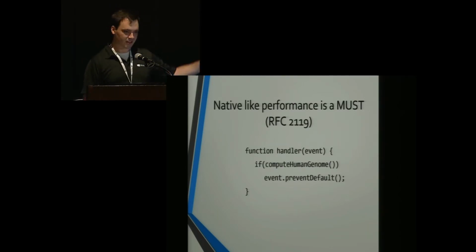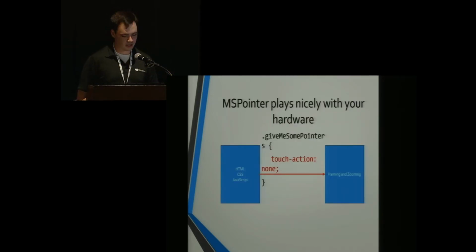Well, we saw a lot of code that did this right here. Maybe not computing the human genome, but you get the point. Calculating digits of pi, whatever it was, you decided to go run in JavaScript. And if it turns out you didn't call preventDefault or whatever, then we just wasted a whole lot of time running your JavaScript only to decide we're going to go pan the web page. And so it stutters when you slide your finger across it. And this wasn't good.